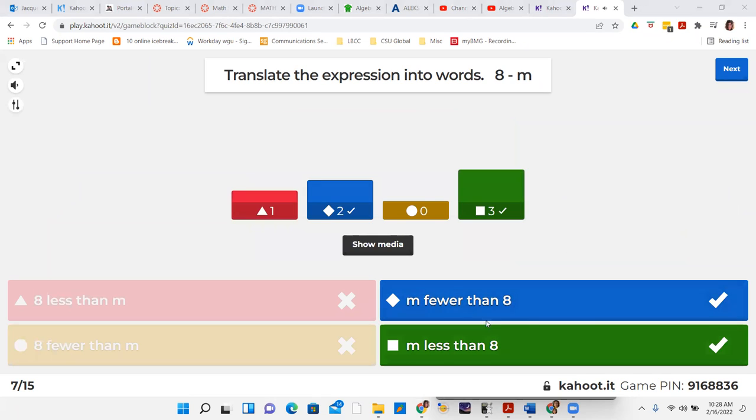All right, good. So there are two ways you could say this, m fewer than 8 or m less than 8, right?